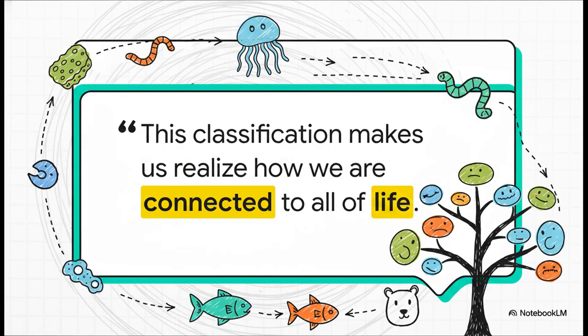So, when you step back and look at it all, what's the big takeaway? This journey from a simple sponge to a complex mammal, it's not just a list of scientific names. It's a story. It's our shared history. And it shows us, without a shadow of a doubt, just how deeply and beautifully we are connected to every other animal on this planet.